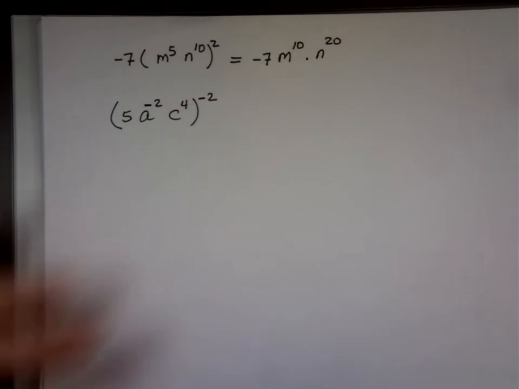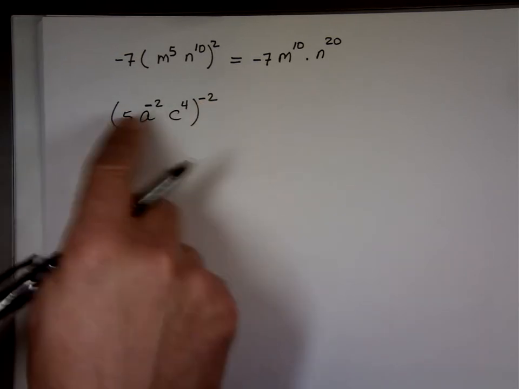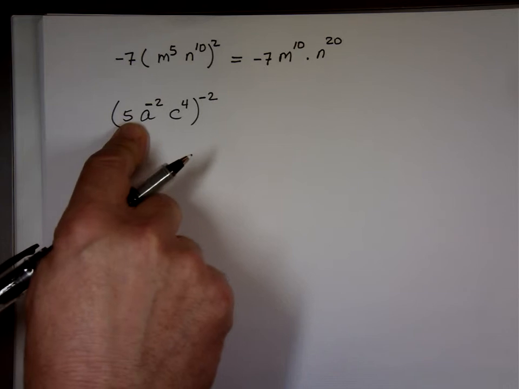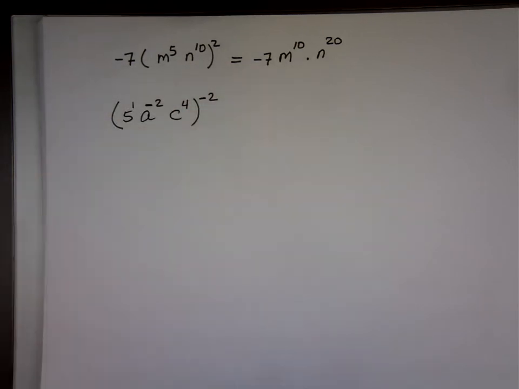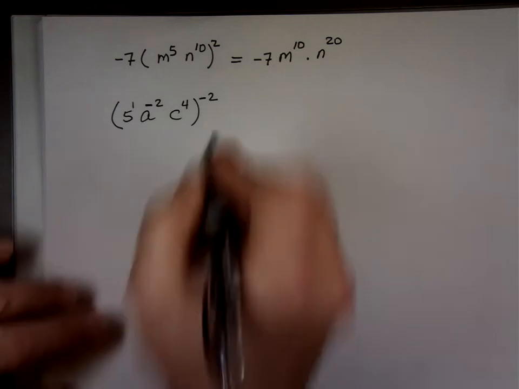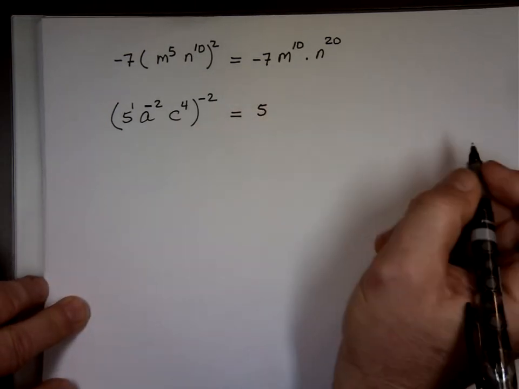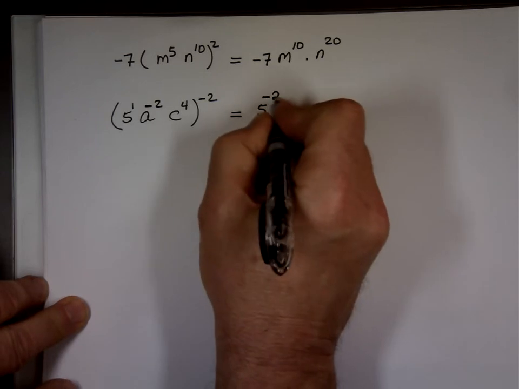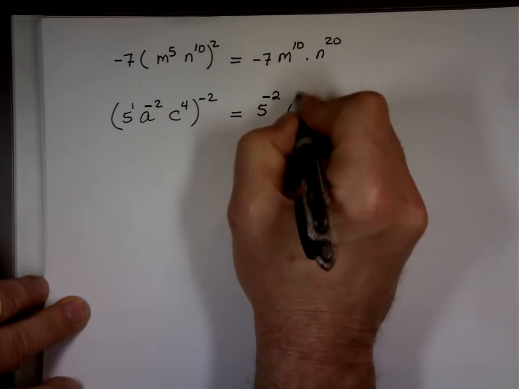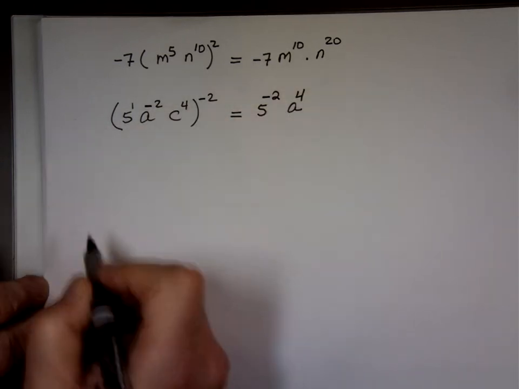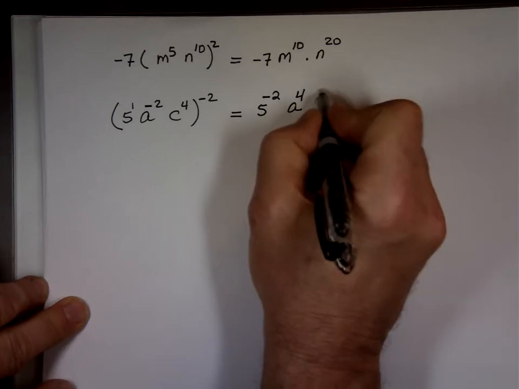Before I start taking care of that negative 2, let me look inside the parentheses. What is the power of 5 as of now? 1. So let's apply the rule power to power. You multiply. So you will have 5 to what power? Negative 2, good. A to what power? Positive 4, negative times a negative, that's positive. C to what power? Negative 8.